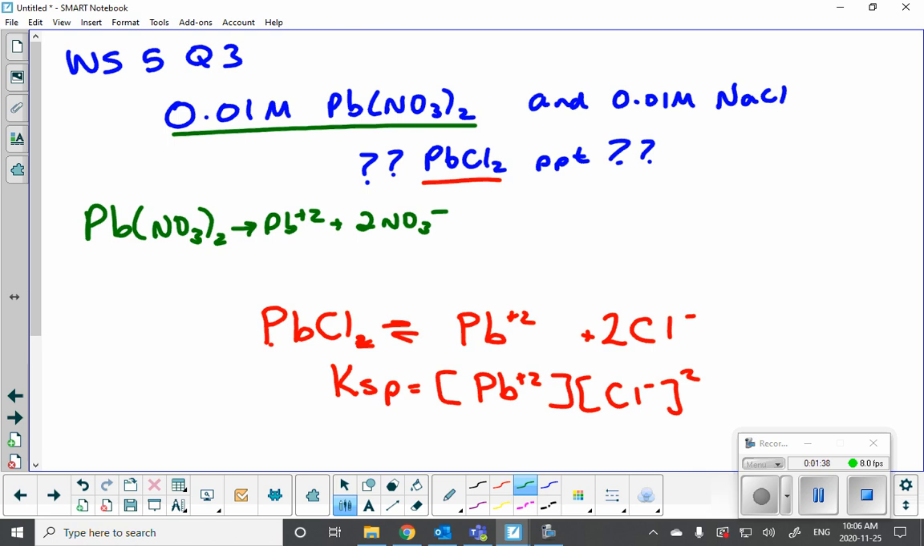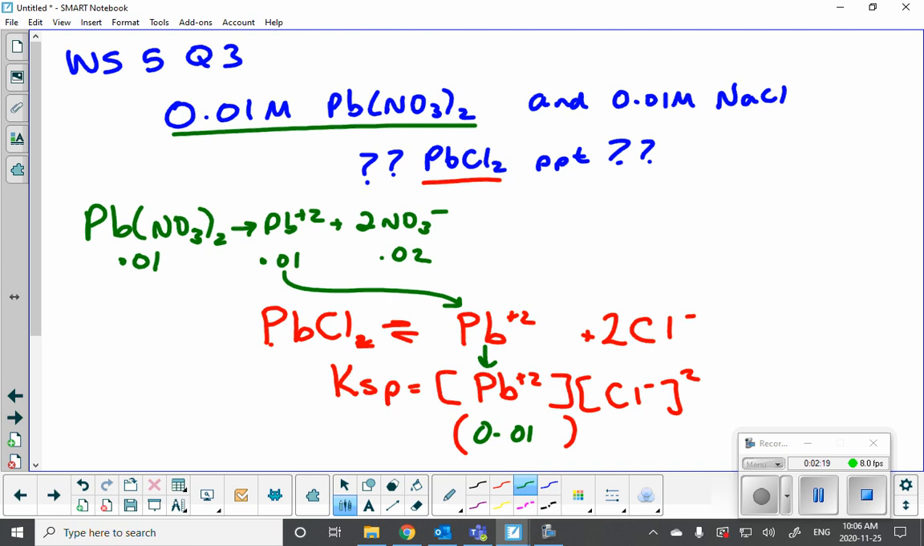Because it has nitrate in it, my solubility rules tell me any compound that contains nitrate is super soluble. That's why I drew a one-way arrow. All of it breaks down. So if this is 0.01, then this value is 0.01, and this value is twice as much, 0.02. Now, I don't care about the nitrate. It has nothing to do with my equation in red here. All of my lead came from the lead nitrate, however. So the value that I'm going to put inside the brackets for the lead came entirely from lead nitrate. It's going to be 0.01.